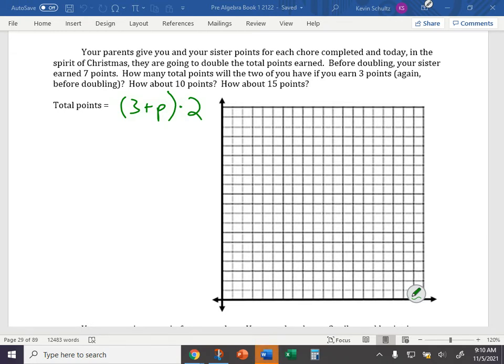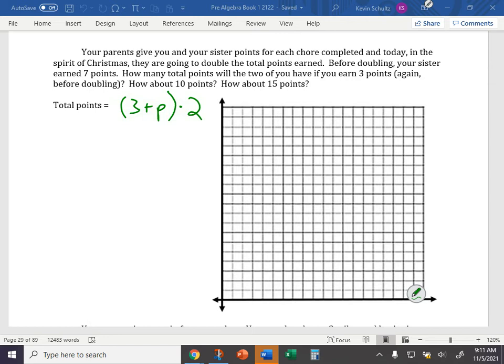Jack? Because with the PEMDAS, you'd have to do p times 2 first. Right. But in this situation, you get the wrong answer. You have to do 3 plus p first, and then times 2. Yeah, we have to add first, right? Basically, we have to combine your points with your sister's points and then double them. So the parentheses here are necessary because we are breaking the order of operations.